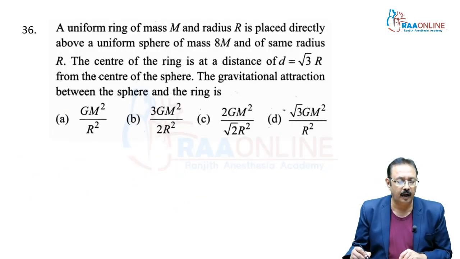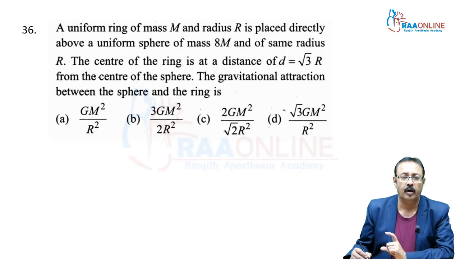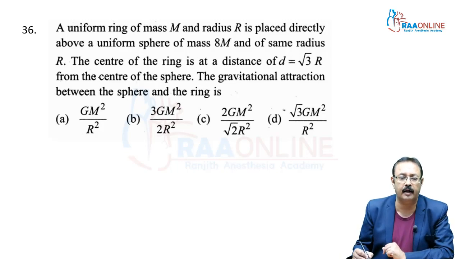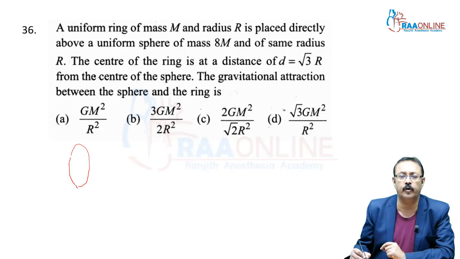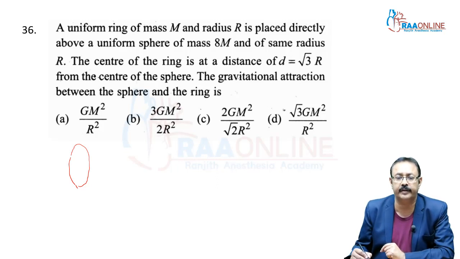Next, a uniform ring of mass m and radius r. It is a uniform ring. It is placed directly above a uniform sphere of mass 8m, same radius r. The center of the ring is at a distance of root 3r from the center of the sphere.